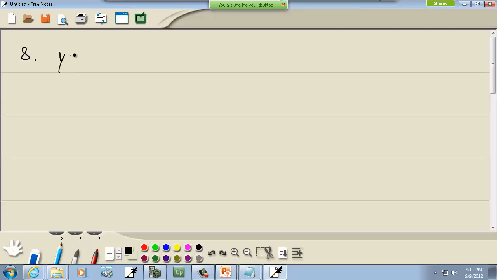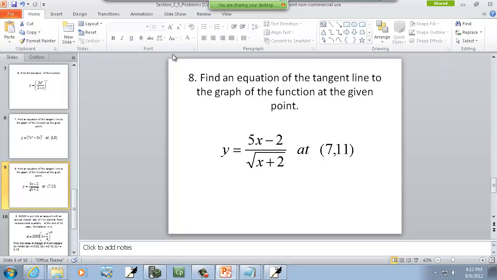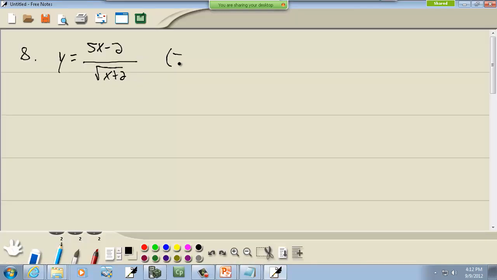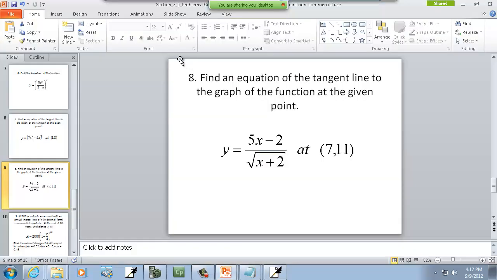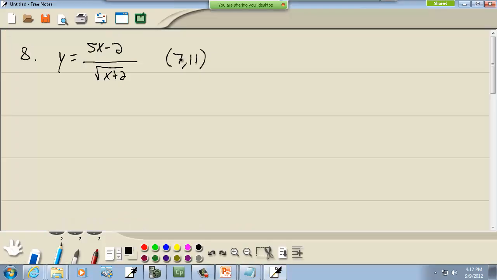Got y is equal to 5x minus 2 over the square root of x plus 2. And 7, 11. It says find the equation tangent line to the graph of the function at the given point. Well, we need to find derivative, and we don't work well with radicals, so let's go ahead and rewrite that. The square root of x plus 2 is x plus 2 to the 1/2.